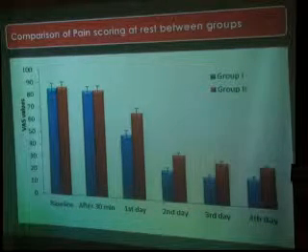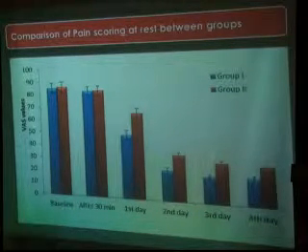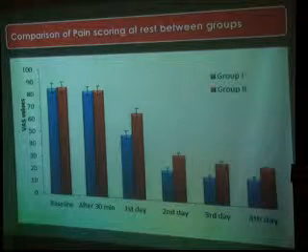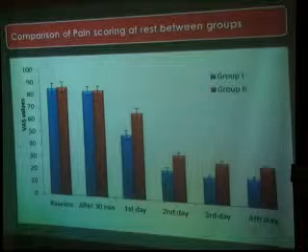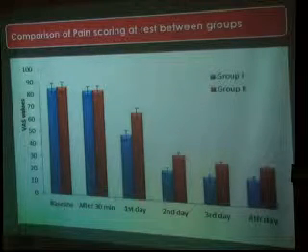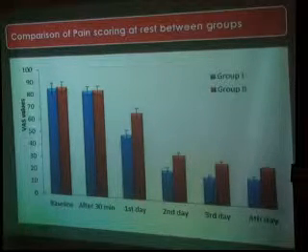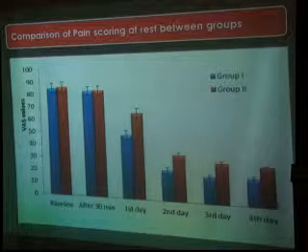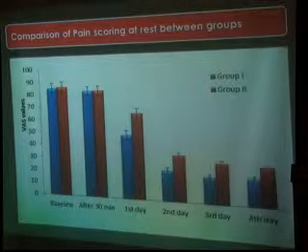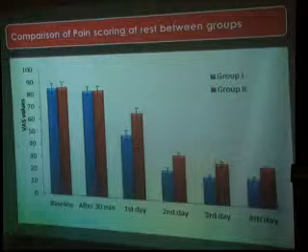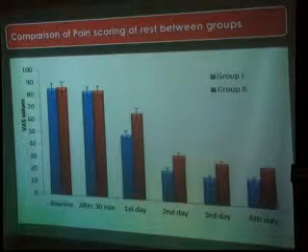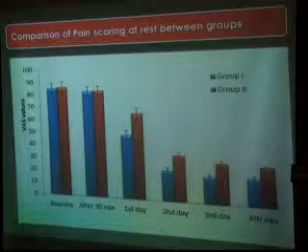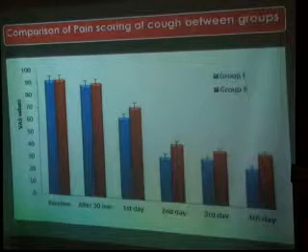Comparison of VAS mean values. VAS, which is a visual analog scale, which we use to assess the severity of pain. Comparison of VAS mean value at rest showed no significant difference between the two groups before and at 30 minutes after administration. At the end of the first, second, third, and fourth day, the mean values of VAS were significantly lower in the epidural than in the control group.